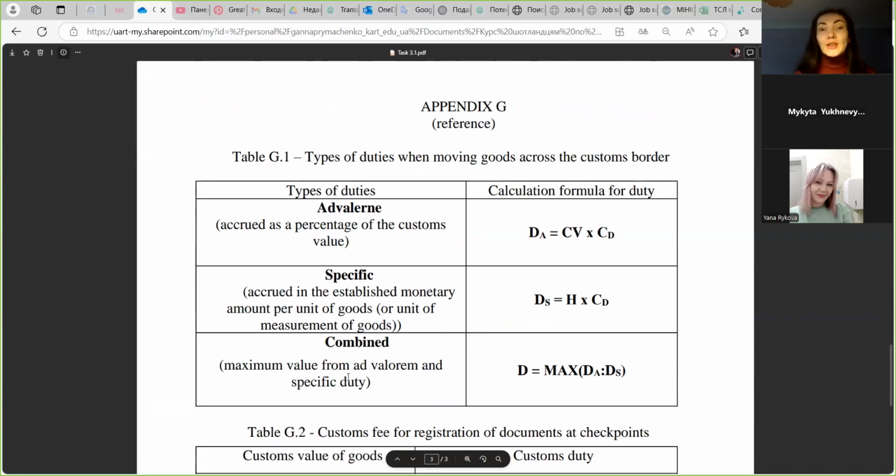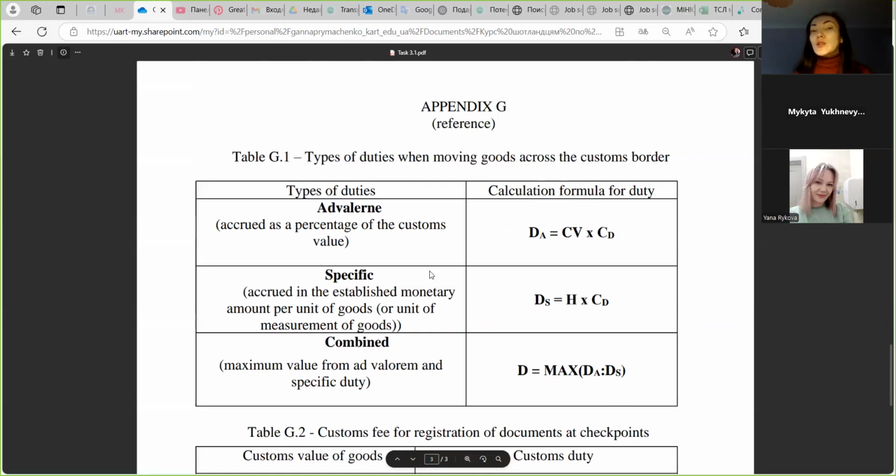There are three types of duty: ad valorem duty, specific duty, and combined duty. Every duty is calculated by special formulas. So for calculation we have two types of duty, ad valorem and specific.